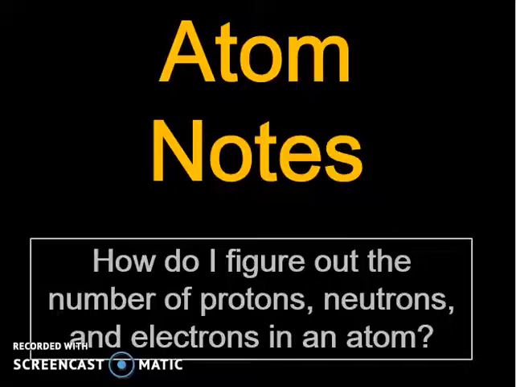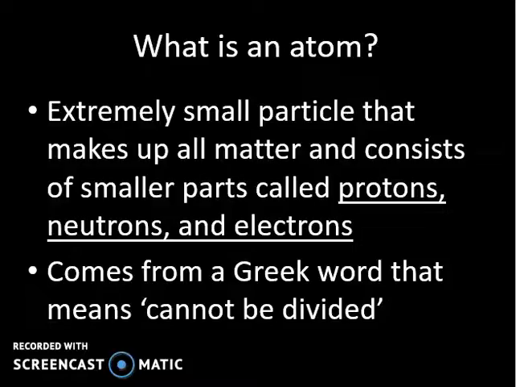Okay, so let's talk about the structure of an atom and all the parts that make up an atom. Well, what is an atom? An atom is an extremely small particle, we're talking smaller than cells, that is going to make up all matter. There are three parts that it consists of, called protons, neutrons, and electrons. The word atom comes from a Greek word that means cannot be divided.